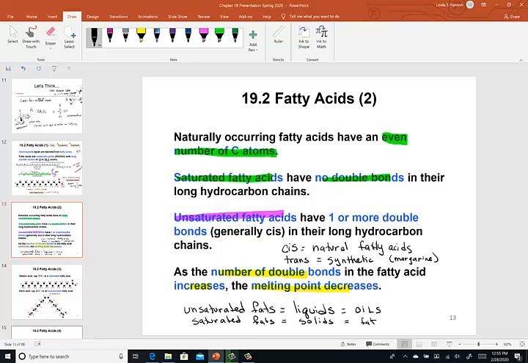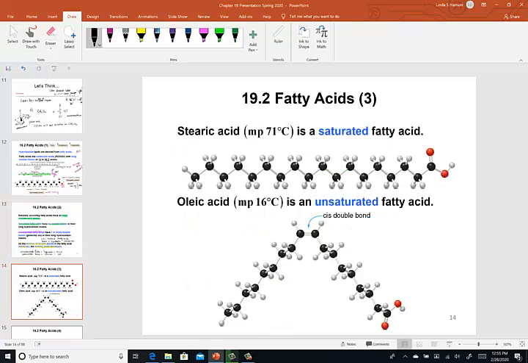A tub of lard, for instance, Crisco are solid at room temperature. Here's an example of a saturated fatty acid. We'll just look at this together. It's called stearic acid. Stearic acid has a melting point of 71 degrees Celsius, which means that it's a solid at room temperature. Saturated. Notice that this means in its structure, I see no double bonds anywhere between the carbons. I should make that clear because I know that this is a C=O right here.